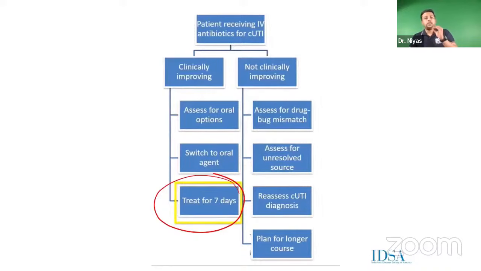You give this drug and complete 7 days of total antibiotic therapy. So the total duration of antibiotic therapy in patients with pyelonephritis is 7 days. In patients who are clinically improving, the treatment duration is 7 days. It's not 10 days. It's not 14 days. It's 7 days. And you can shift to oral if an appropriate oral agent is available.